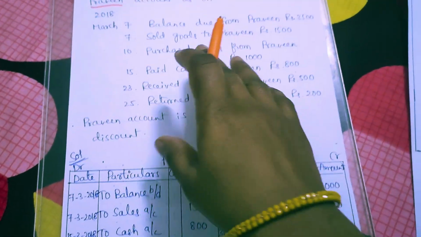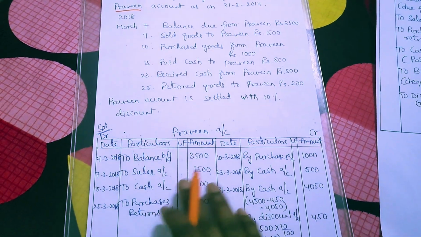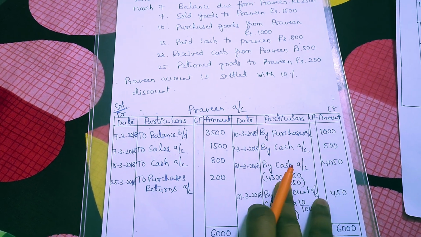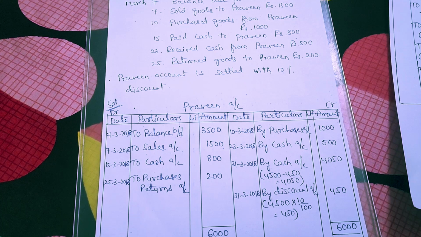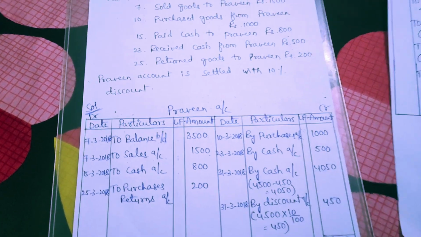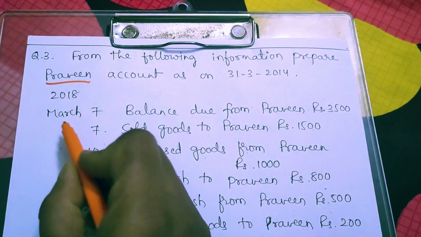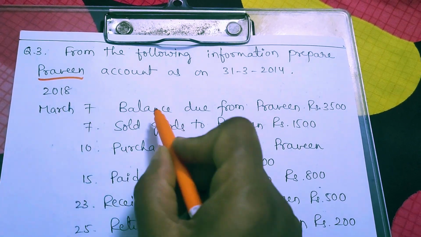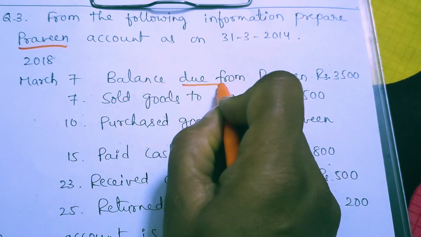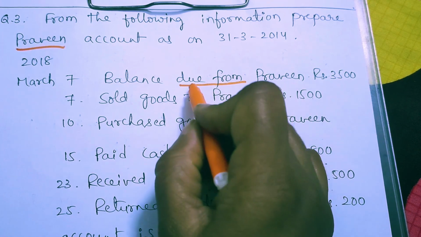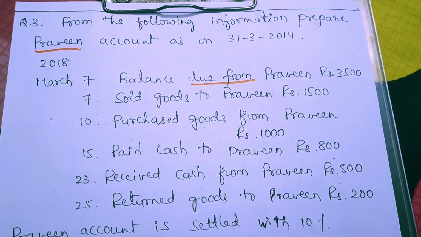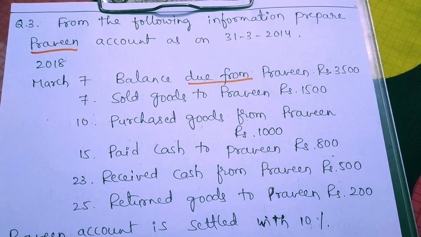And you have to look into the question. Each item we should record here in the answer. But which side, debit side or credit side? That will be decided by looking at the format I explained in the previous lecture. Let me discuss the question and where the item is going to appear. Okay, let us see the question. March 7th, 2018. Balance due from Praveen 3,500. Balance due from. These two words are very important. How can we decide, by looking at those two words, due from, which side the item is going to appear?